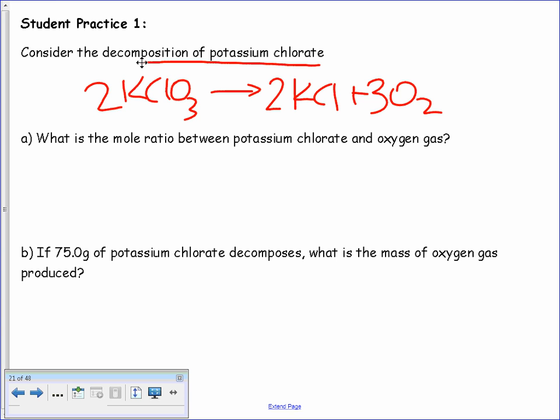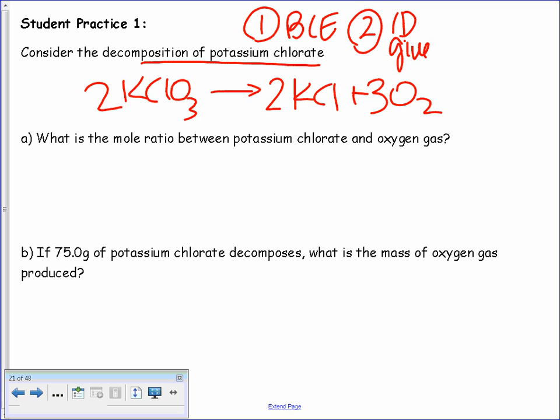That's all good. So every single question you do with reaction stoichiometry: Step 1, BCE. Step 2, ID the givens. Okay, but we don't have givens just yet. All right, so we got a reaction. First one is, what are the mole relationships between potassium chlorate and oxygen gas? What is it? So potassium chlorate first. So 2 moles of potassium chlorate.